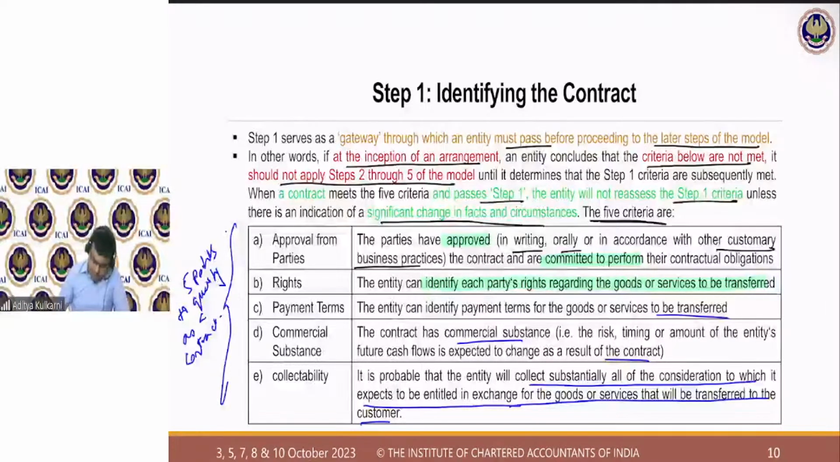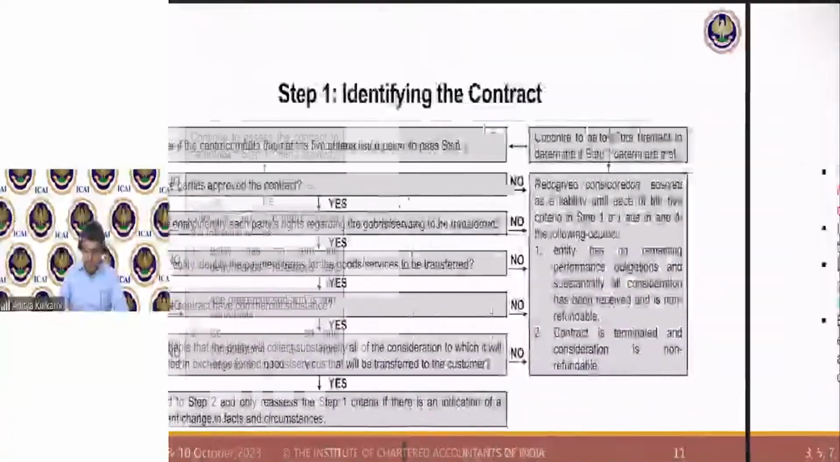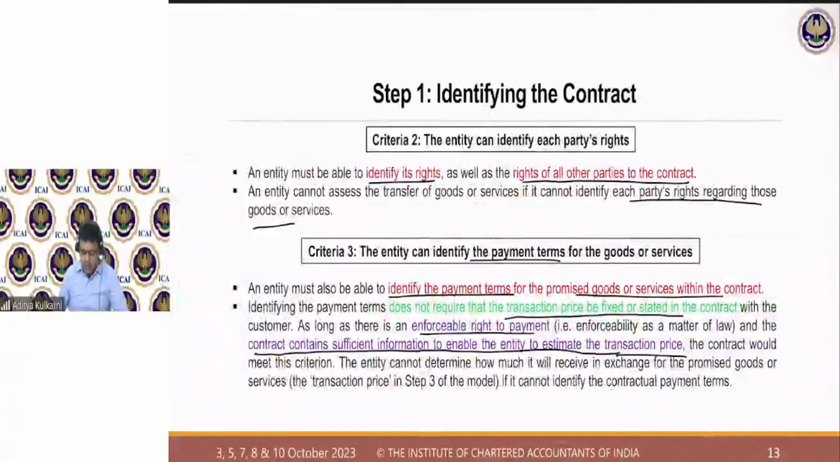The most important steps obviously are commercial substance and collectibility. If there is no commercial substance, then having the contract makes no sense. Okay. Step flowchart of the previous page. So we have discussed these steps in detail, criteria 1, 2, 3.